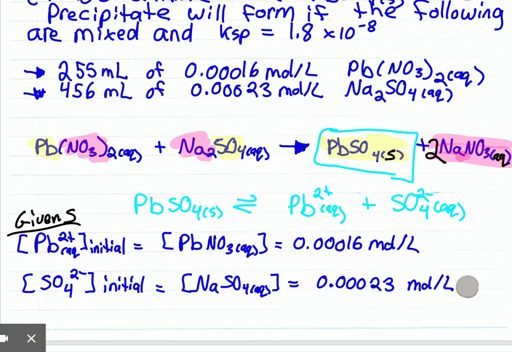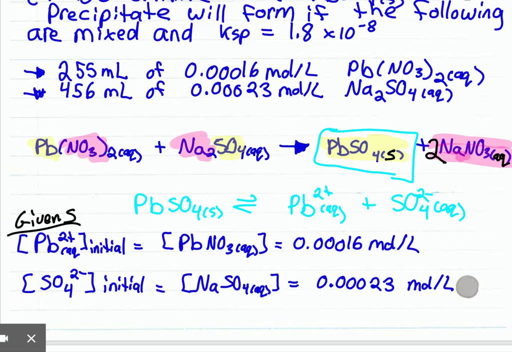We know that the initial concentration of lead is going to equal the initial concentration of lead nitrate. This is because when lead nitrate dissociates, for every 1 mole of lead nitrate, 1 lead ion is released. Okay? Because there's 1 lead right here.